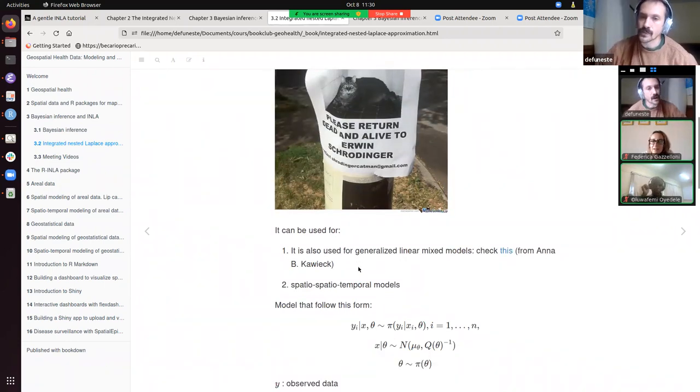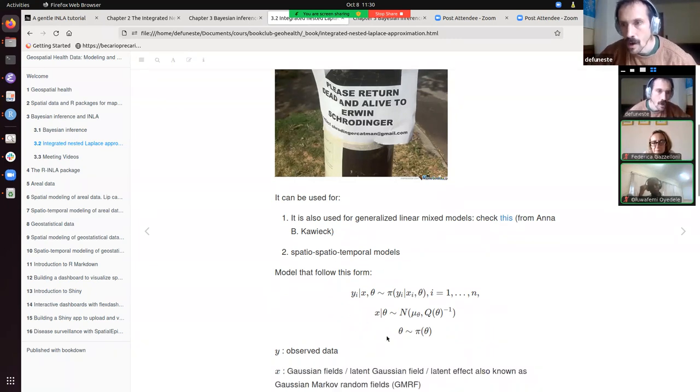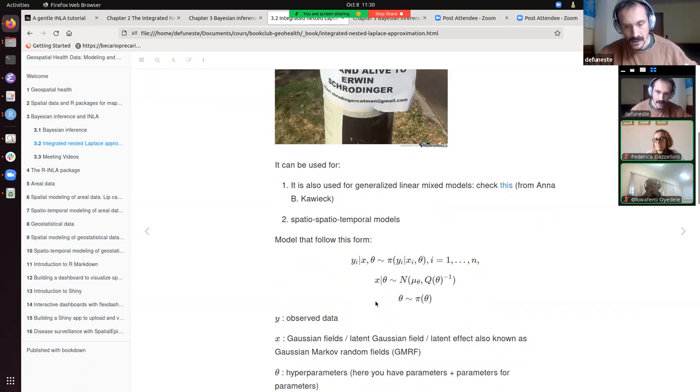They are also used outside of spatial and spatial-temporal models. Here, they can also be used for generalized linear mixed models. I linked to this website where the author has worked through the exercises of the book I have just cited. That uses STAN, and instead of using the Markov chain Monte Carlo in STAN, they use INLA. This model follows a global structure. This is just a family of models, and it's very difficult to explain them, but I will still try.